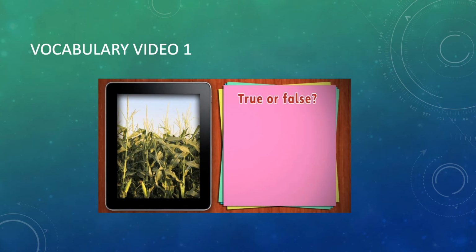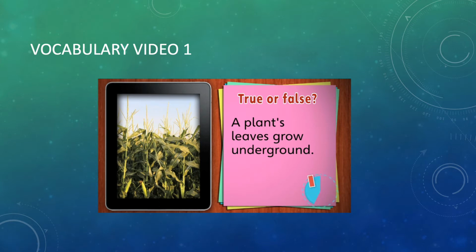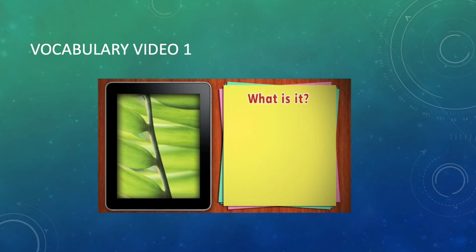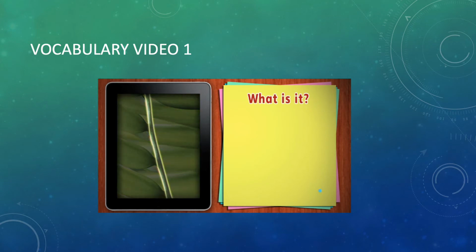True or false? A plant's leaves grow underground. That's false. Leaves grow above the ground. A plant's roots grow underground. What part of a plant is this? It's a stem.